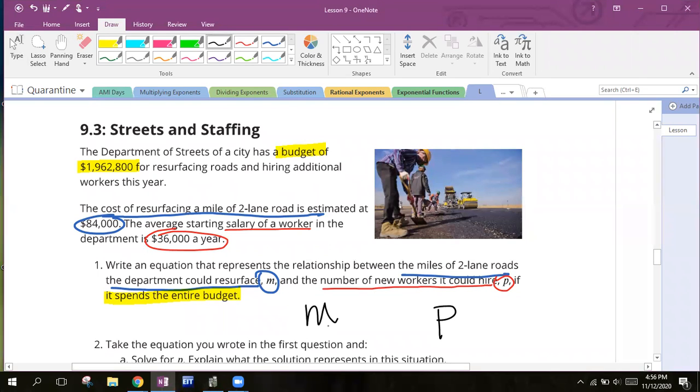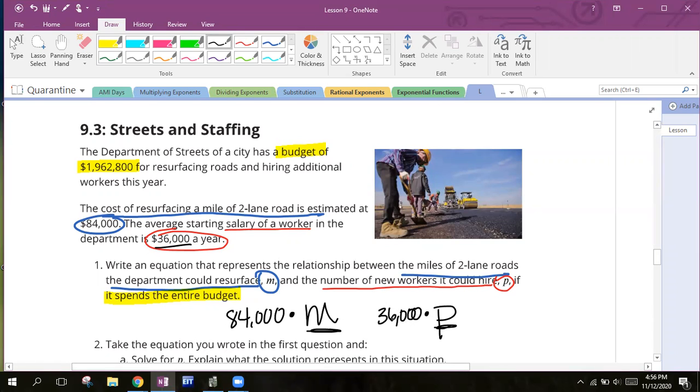Okay, if I'm going to resurface the road, I know that it takes $84,000 to do 1 mile. So depending on the number of miles, we're going to multiply them. Now for the workers, I know that it takes $36,000 a year. So I'm going to multiply that by the number of workers that we hire.